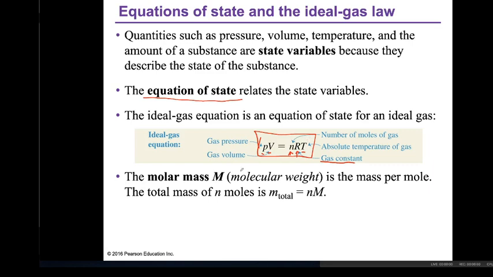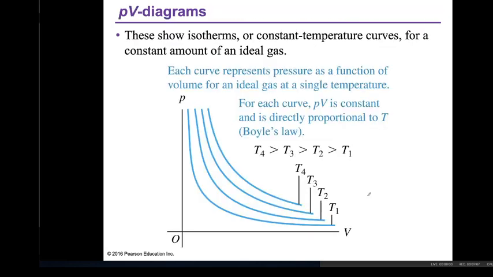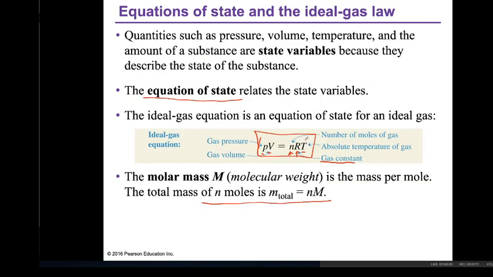The molar mass M, or molecular weight, is the mass per mole. The total mass of n moles is m total equals nM. This is what you have learned in chemistry, so we don't describe this too much here. As we said, if T is constant, then P and V should be inversely related. So if you increase P, you will decrease V.